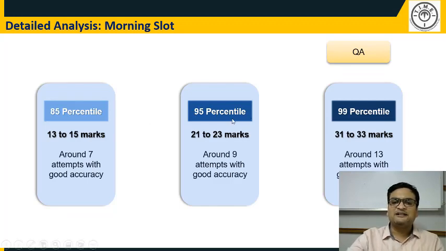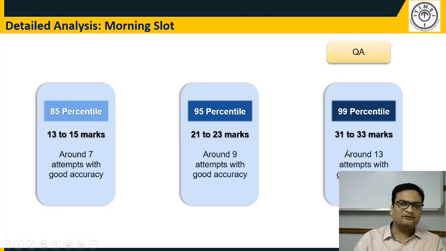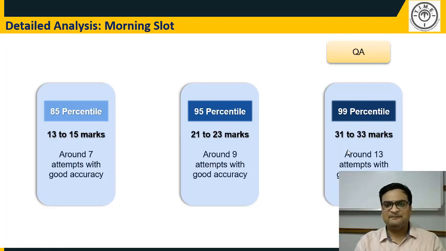Now, the 95th percentile mark would be achieved at around 21 to 23 marks, and the number of attempts I see is around 9 to 10 with good accuracy. The 99th percentile would be around 31 to 33 this time, with around 13-14 attempts with good accuracy. So this is about the QA section.